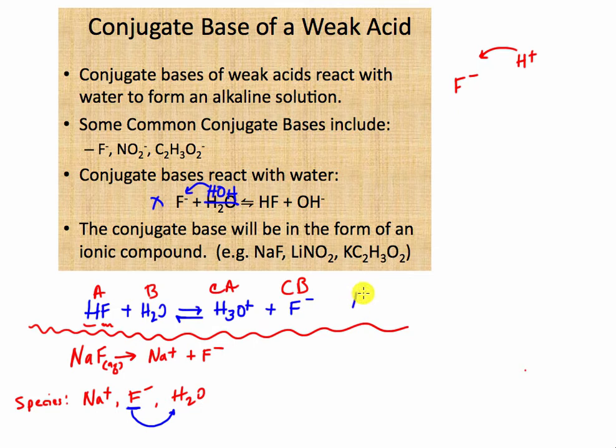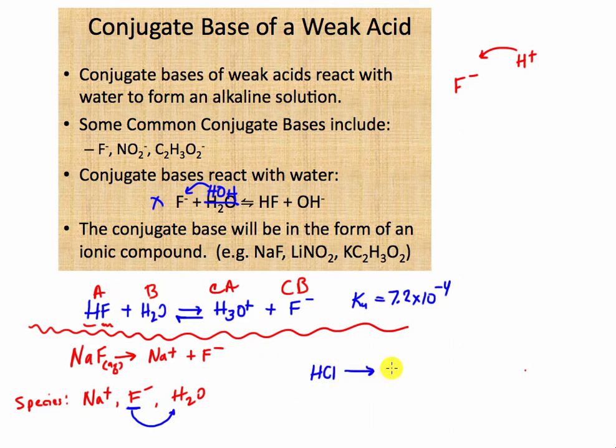Well, Ka for these is very, very low. I think this is like 7.2 times 10 to the minus 4. So therefore, it favors the reactants. So therefore, fluoride shouldn't be existing by itself as an ion. It's going to bind really quickly with that hydrogen. Unlike HCl.